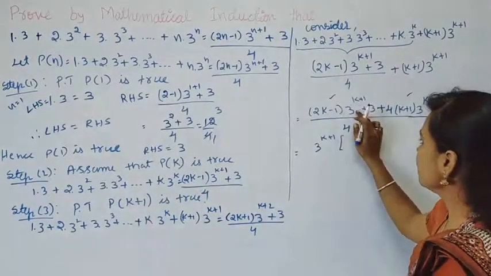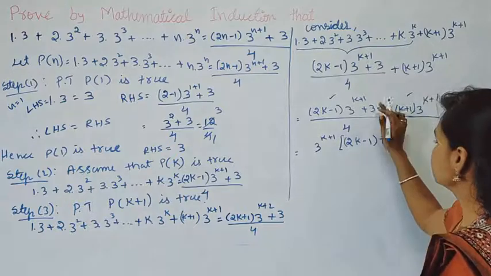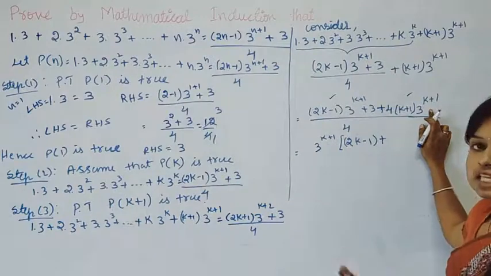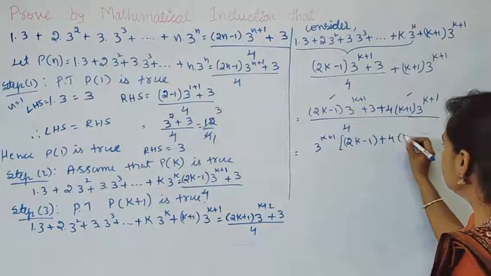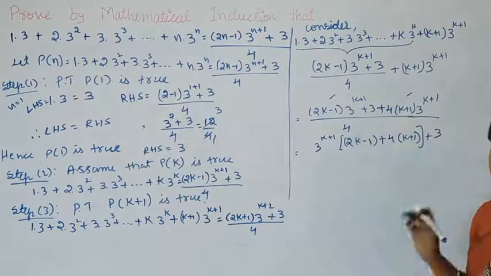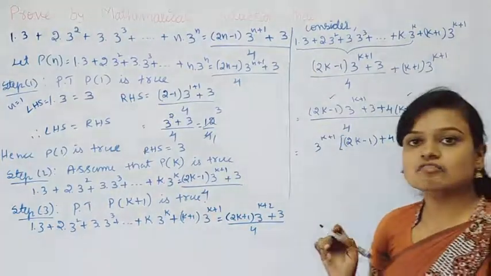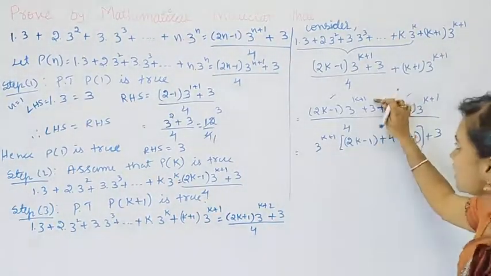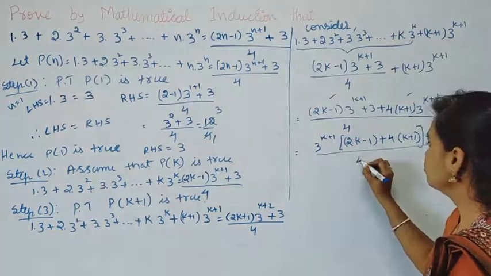So in the first term, the remaining term is 2k minus 1, right? Plus, so keep this 3 as it is. In the last term also, take 3 power k plus 1 as the common factor. The remaining is 4 into (k plus 1) plus 3, right? This 3 here. Understand? Take 3 power k plus 1 as the common factor from first and last term, and I write the remaining terms, and the second term, that is plus 3, I write here. Whole divide by what? 4.